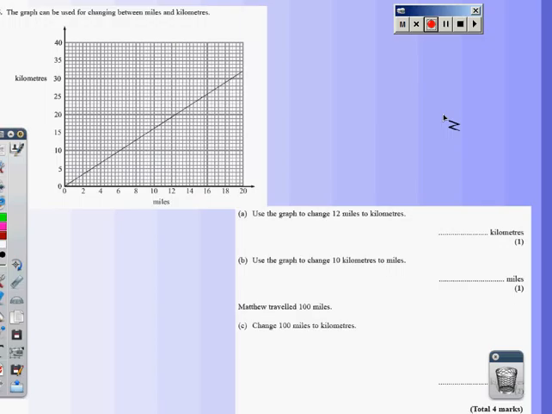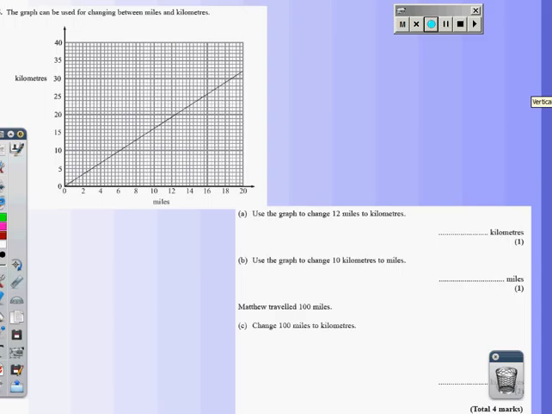Conversion graph question. We're told that the graph can be used for changing between miles and kilometers. Miles on the x-axis, kilometers on the y. Now we want to use our graph to change 12 miles to kilometers. So let's find 12 miles.